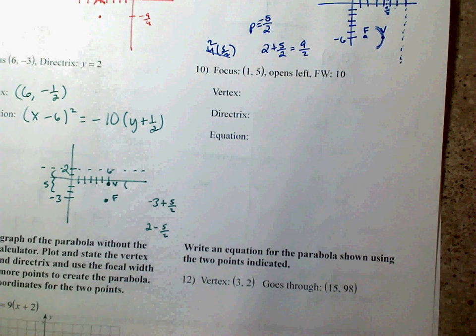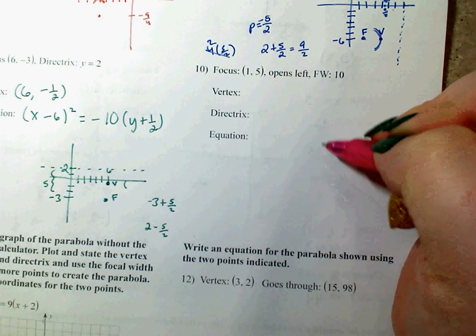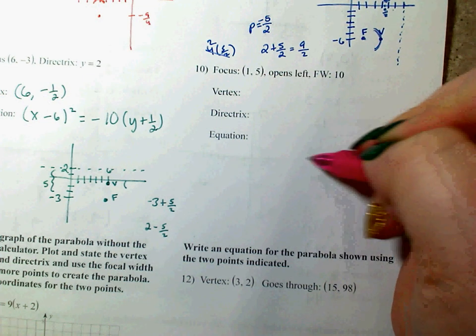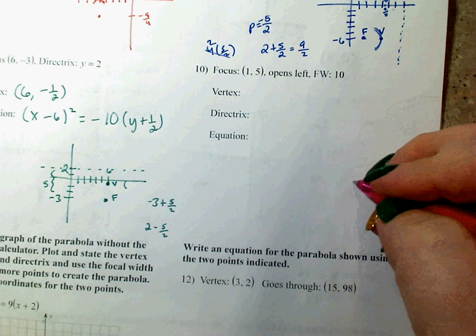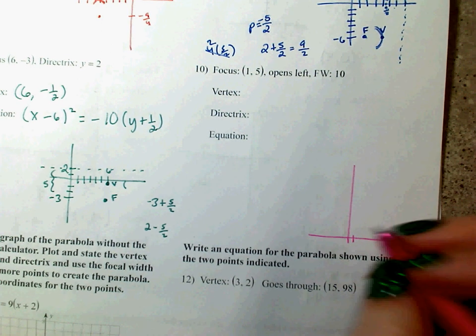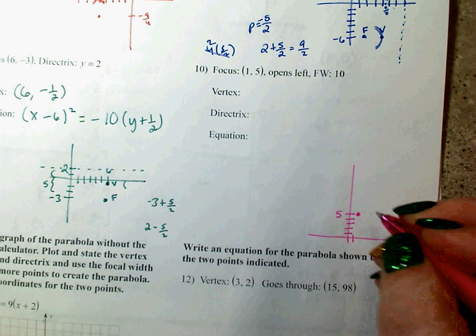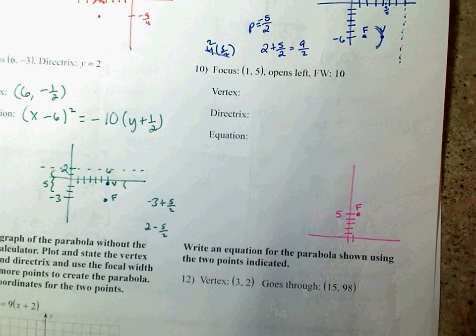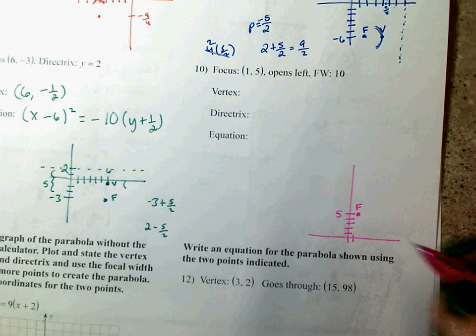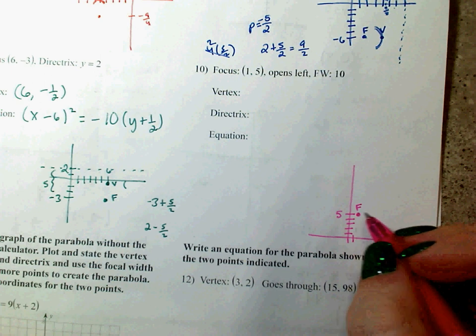My focus is (1, 5), so over 1, up 5, and it opens left. 1, 2, 3, 4, 5. That is my focus. I open left, and my focal width is 10. So if I open left, that means I have to go to the right to get to my vertex, and then to the right further to get to my directrix.